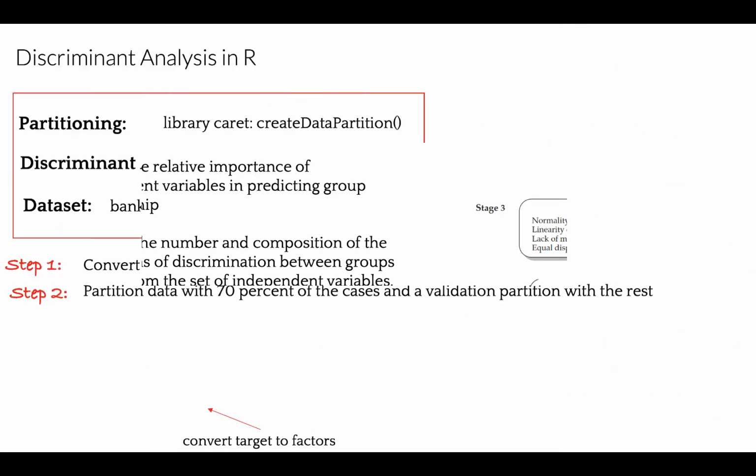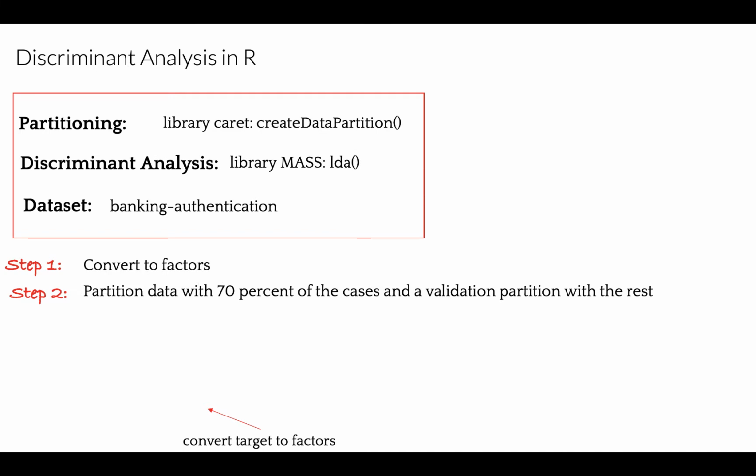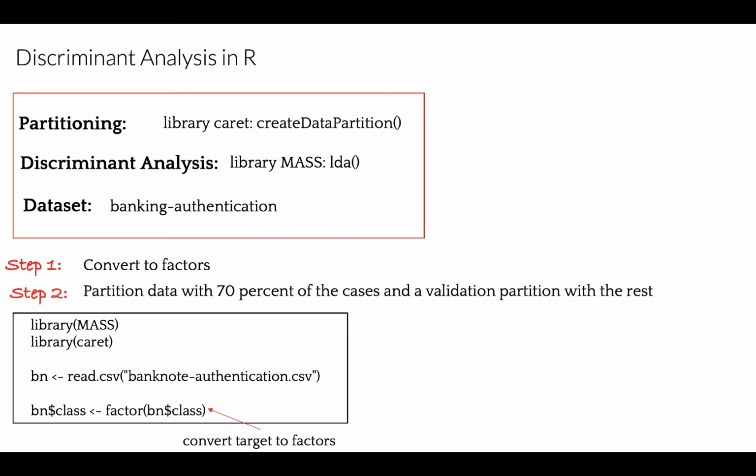cross-validation. To partition our data into training and holdout samples, we will use the createDataPartition function from library caret. Library MASS will provide us with the discriminant analysis function, and we use the dataset banknote authentication. This is data about distinguishing genuine and forged banknotes, and it was extracted from images that were taken from banknote specimens. Our predictor variables must be numeric.